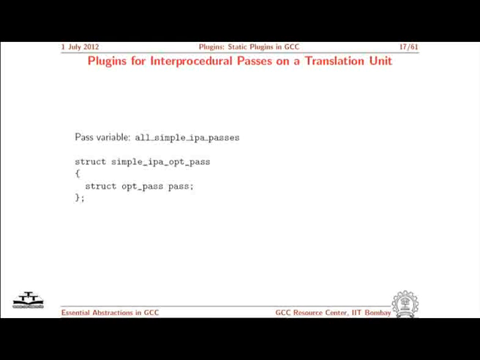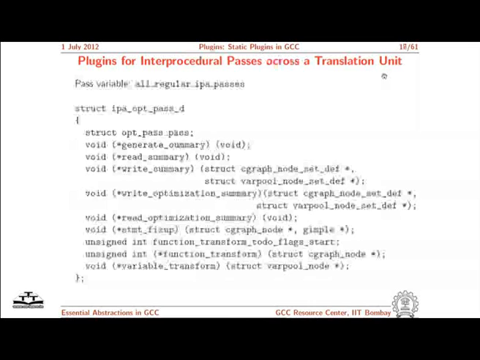There are interprocedural passes that can work on a single translation unit. These are called simple IPA passes. Okay, the next structure. So this is a plugin for interprocedural passes on a translation unit. There are also interprocedural passes across translation units. Now I would like to process F1, F2, F3, and then move on to G1, G2, G3 before moving on to the new pass. These are called IPA opt passes or regular IPA passes. And these are the passes that get invoked in link time optimization. That's the LTO business that we'll talk about.